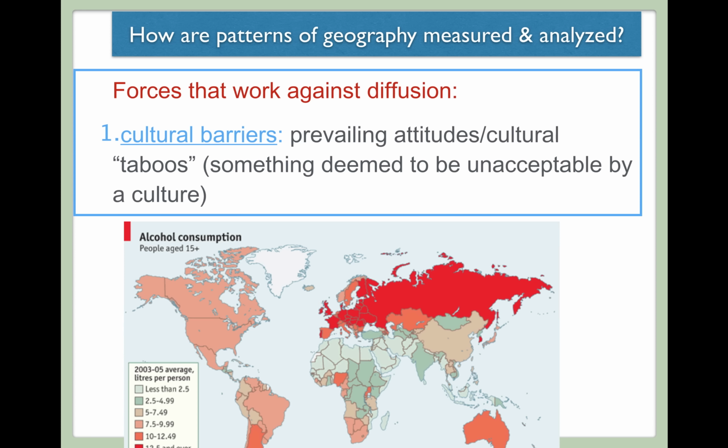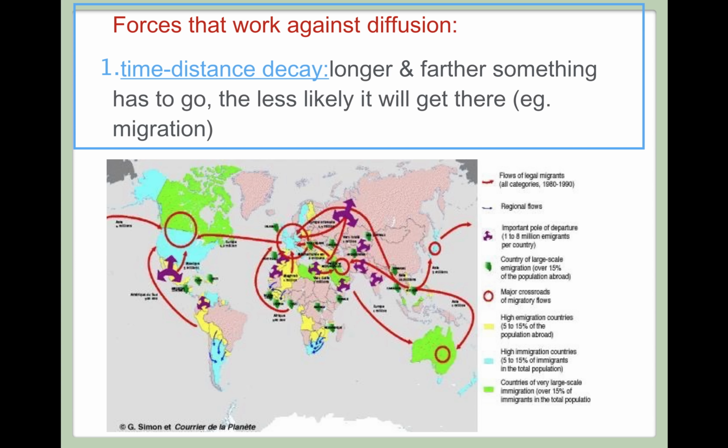Now, two major things work against diffusion, two things that prevent ideas and prevent movement. One is time-distance decay. This is also called just distance decay. The longer and farther something has to go, the less likely it will be to get there. The key example of this is migration. We're going to learn in the next unit that people migrating internationally tend to go to closer places first and stay in those closest places. They're less likely to engage in long distance migration.